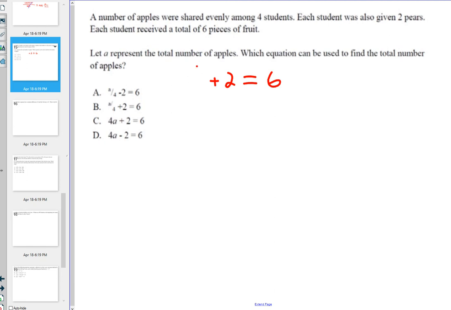So apples divided by 4 students each, because you're dividing the apples, plus the extra, because they're already telling me that each student had 2 pears. So that 2 is per student. That's just translation. If you're sharing evenly, you're dividing.